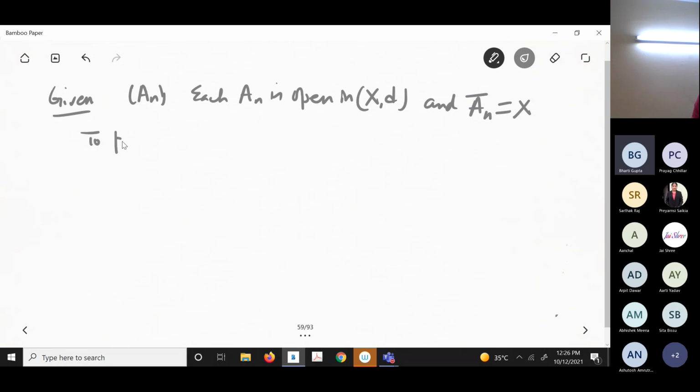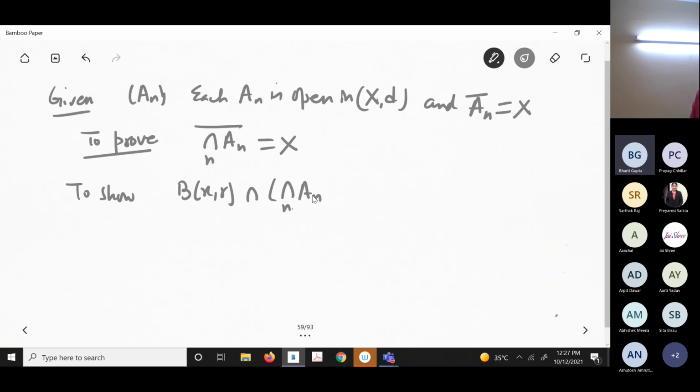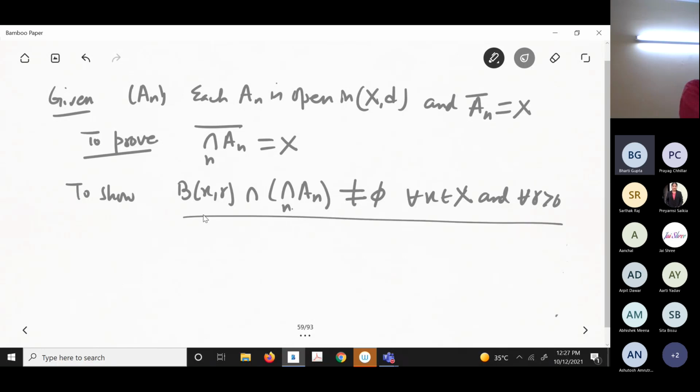And to prove, look, to prove means what? By what I just explained, you'll have to show that the intersection over all n of the A_n intersected with B(x, r) is not equal to phi, for all x belonging to X and for all r greater than 0. This you'll have to show. I am using an algorithm to ultimately prove this. So that means you choose any x, you choose any r. That is exactly what I did. I have explained the technique already. So you choose any x.